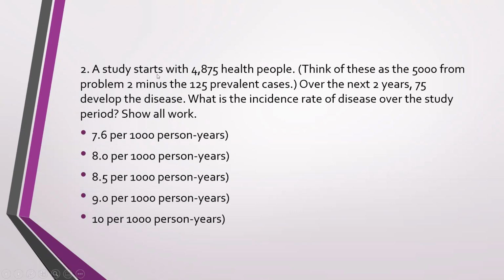Second is that a study starts with 5,000 healthy people. Over the next 2 years, 75 develop the disease. What is the incidence rate of the disease over the study period? If you are starting with this population and over the period of the next 2 years, 75 cases develop, then what is the incidence rate of the disease? I know it's difficult to calculate in such a short period, but just to give you a concept, the answer would be roundabout this option.